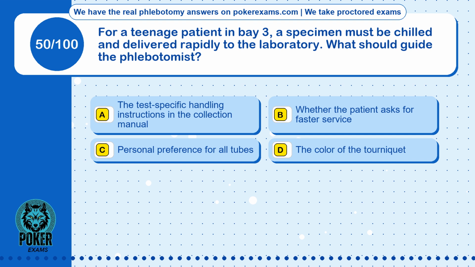Question 50. For a teenage patient in Bay 3, a specimen must be chilled and delivered rapidly to the laboratory. What should guide the phlebotomist? Option A. The test-specific handling instructions in the collection manual. Option B. Whether the patient asks for faster service. Option C. Personal preference for all tubes. Option D. The color of the tourniquet.